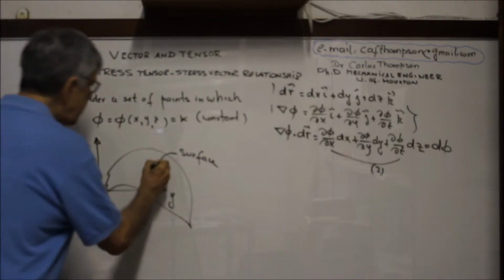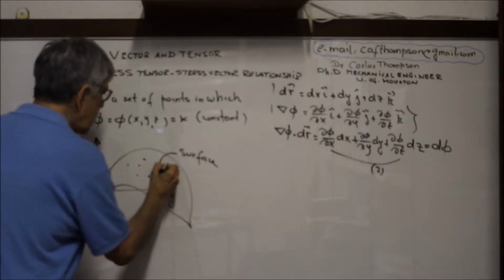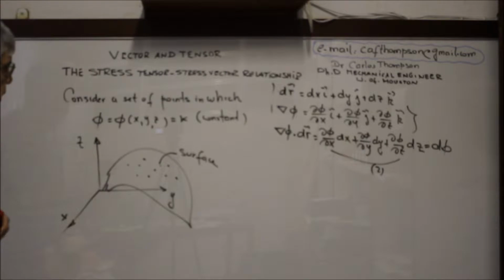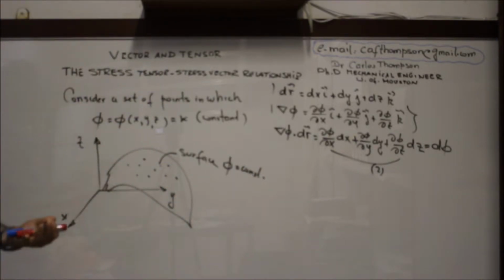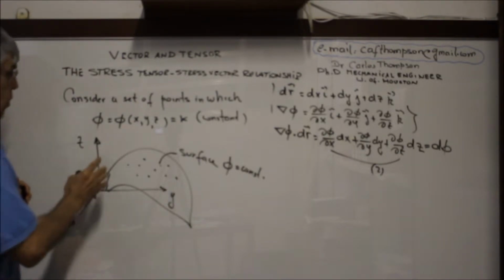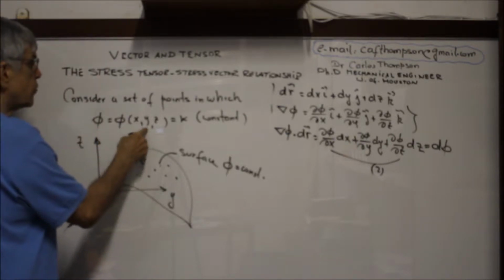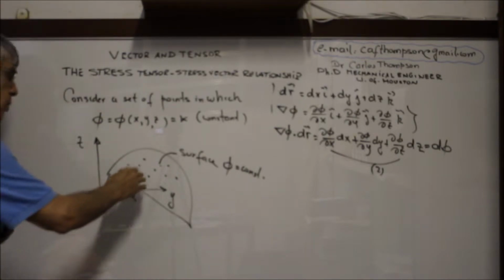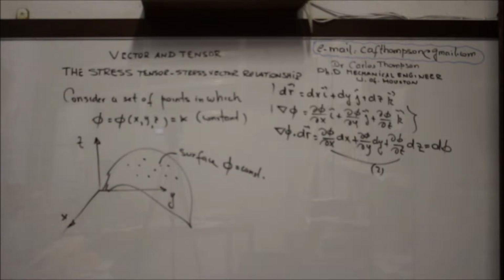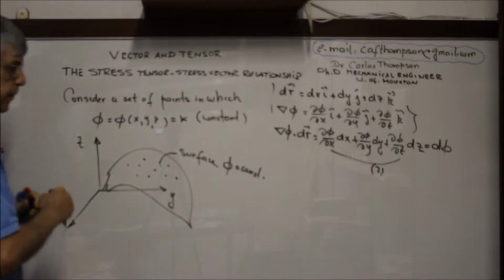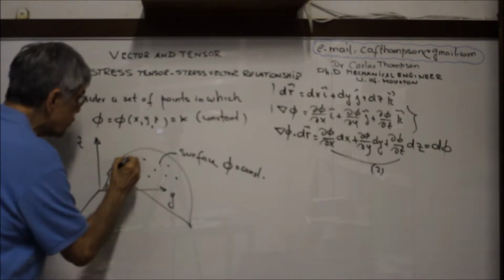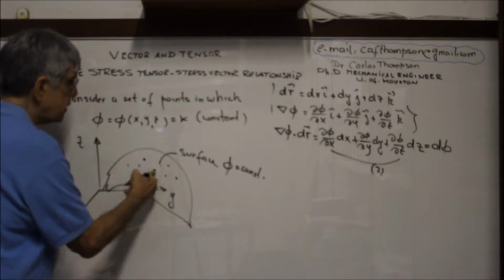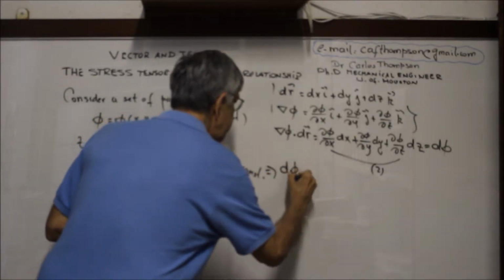Now, any of these points over here has the same value of phi. The surface phi is equal to a constant. Imagine a temperature: any of these points here has the same temperature. So phi, a scalar function of x, y, and z, is equal to a constant. Suppose temperature or pressure or any other physical quantity. Now, if phi is constant, the variation of phi between points is zero, which implies that d phi is equal to 0.